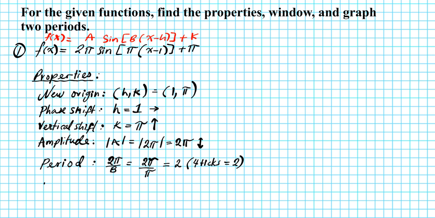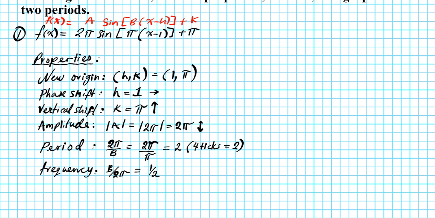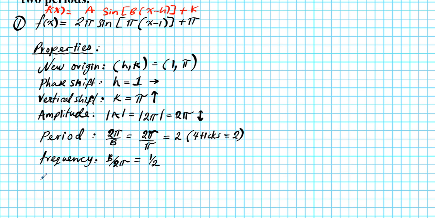All right, we have the period, now the frequency. The frequency is the number of periods per unit, the reciprocal of the period, b over 2 pi. And since the period is 2, the frequency is going to be 1/2. Okay? Now, next thing we're going to do is set up the window. The window will help us to draw our graph in such a way that it captures the 2 periods and the amplitude of our graph.